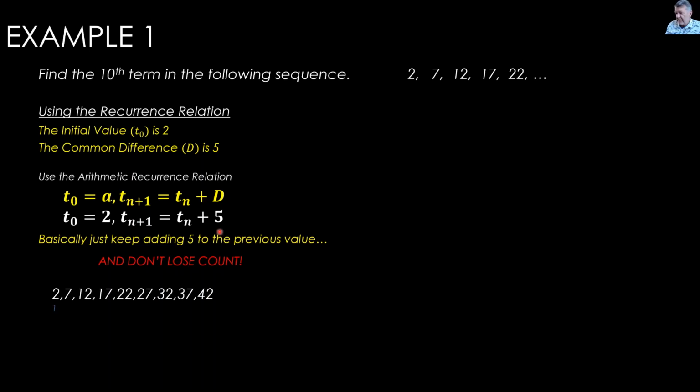All right, where do we get to? Let's see. 1, 2, 3, 4, 5, 6, 7, 8, 9. Oh, we need one more. There it is, 47. So the 10th term in the sequence is 47. Imagine if we had to get up to the 60th term and we lost count.